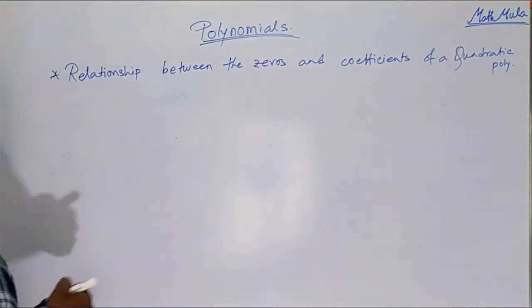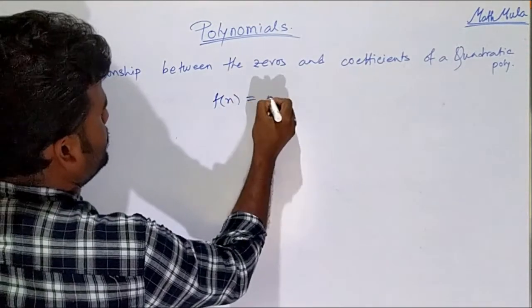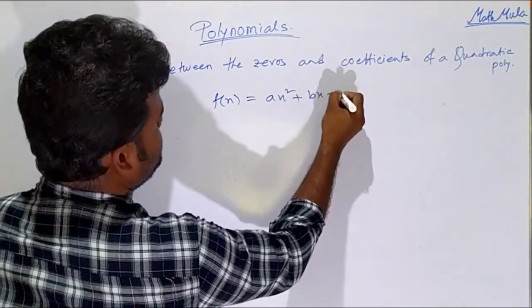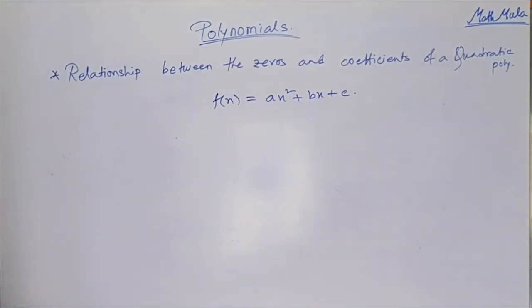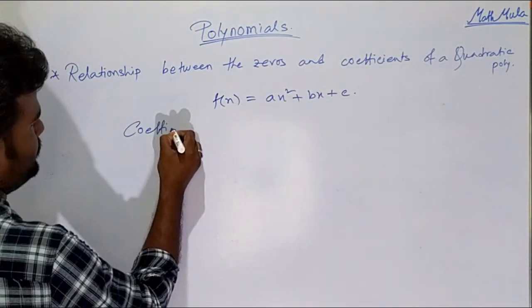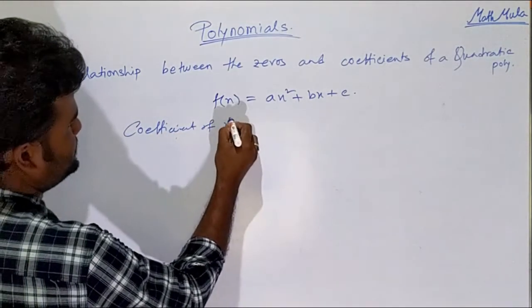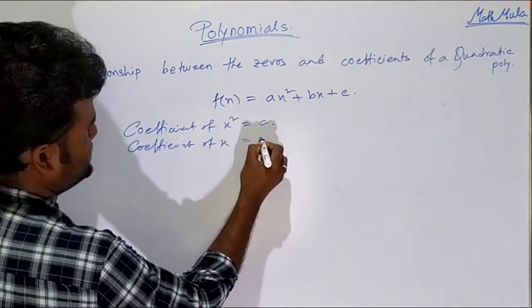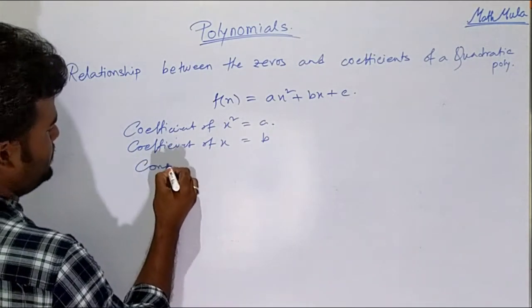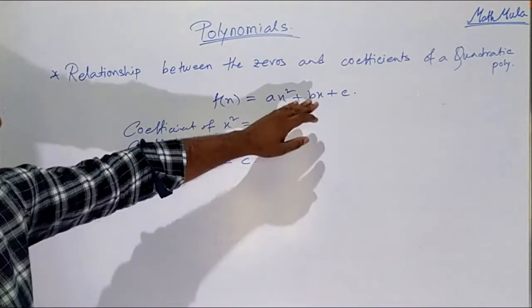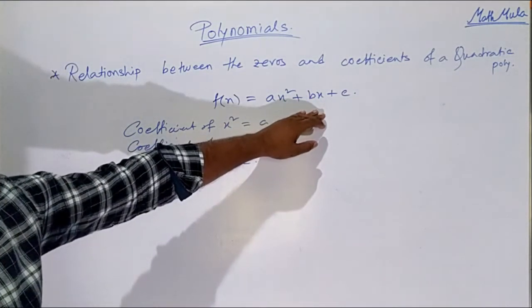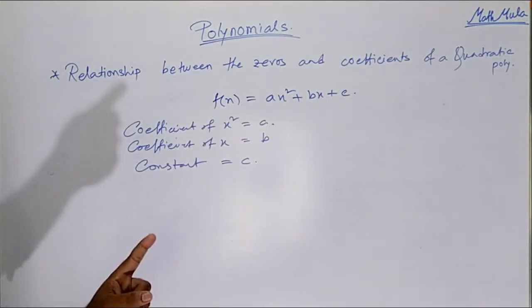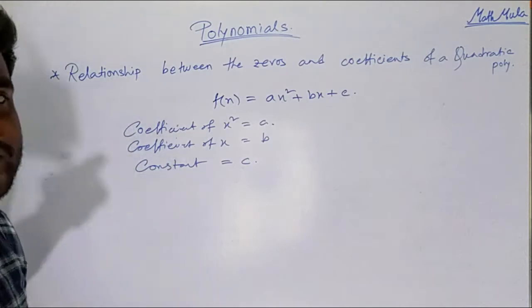Now what is a quadratic polynomial? f of x is equal to ax squared plus bx plus c is called a quadratic polynomial because the highest power of x is 2. So this is a quadratic polynomial, and the coefficient of x square is a, the coefficient of x is b, and the constant term is c. For this quadratic polynomial, there are at most 2 zeros, or maximum 2 zeros.